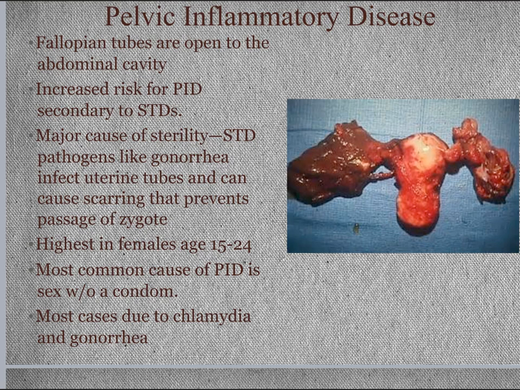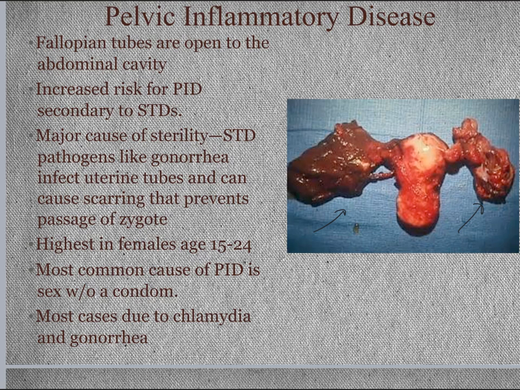Sexually transmitted disease pathogens like gonorrhea infect the uterine tube and can cause swelling, scarring that will prevent the passage of that zygote. If you look at the picture to the right, we see a hysterectomy, and you can see how swollen the fallopian tubes and ovary area is, which will physically block that egg from traveling towards the uterus. Now, this can cause another problem called an ectopic pregnancy that we'll look at in a little bit.